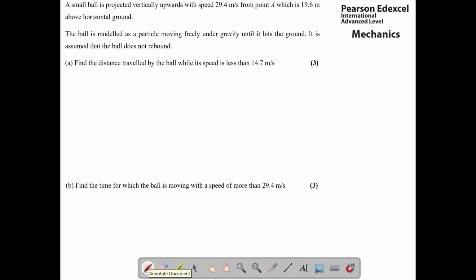A small ball is projected vertically upward with speed 29.4 meters per second from point A, which is 19.6 meters above the horizontal ground.